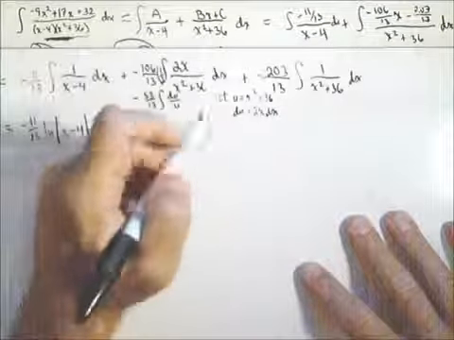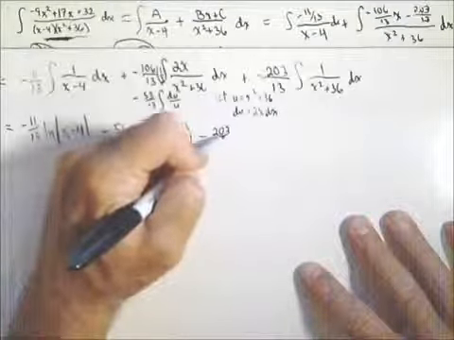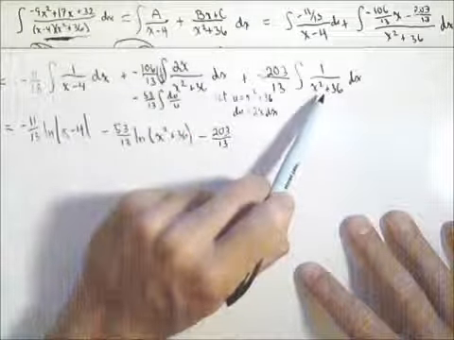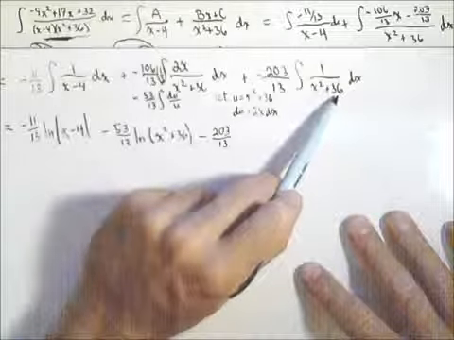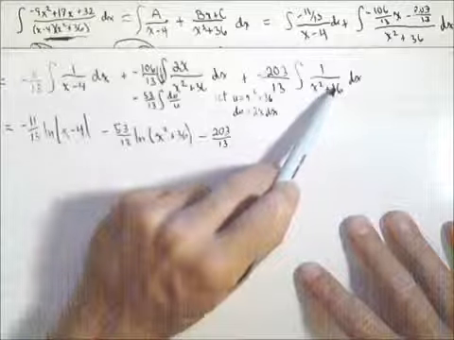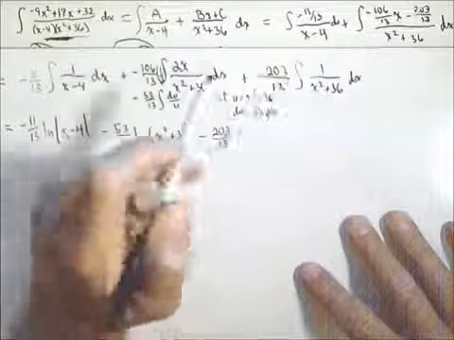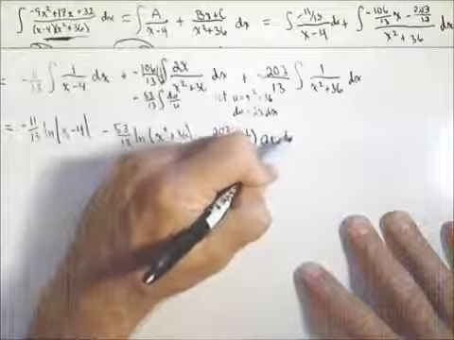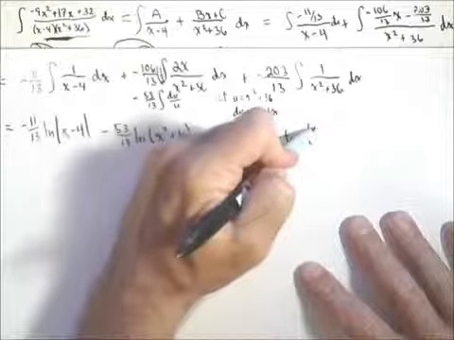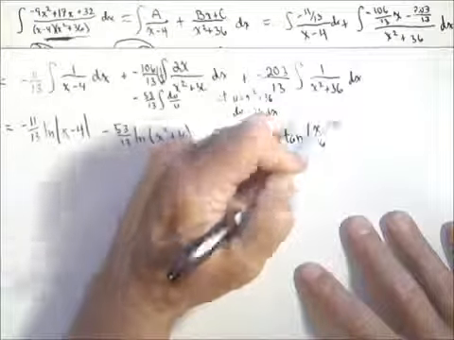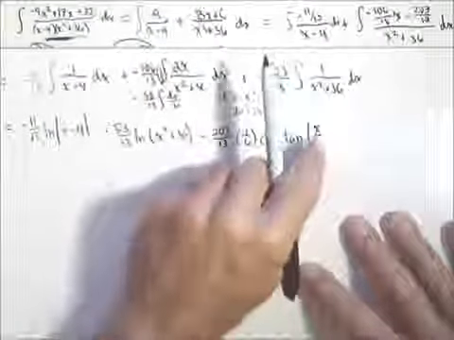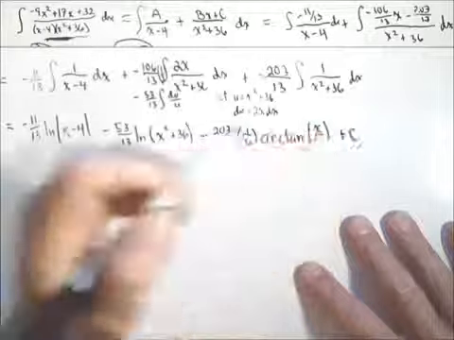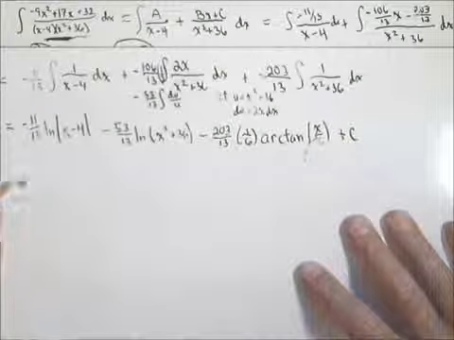And lastly, I have the minus 203 over 13. If you don't recognize this, this is actually an arctan. Because there's a 36 here, we need to put a 1 over the square root of 36 out front. So 1 over 6 arctan of x over the square root of 36. My apologies, that should be the square root of 36, which is 6, with a plus c. Got a little bit of simplifying we can do there.